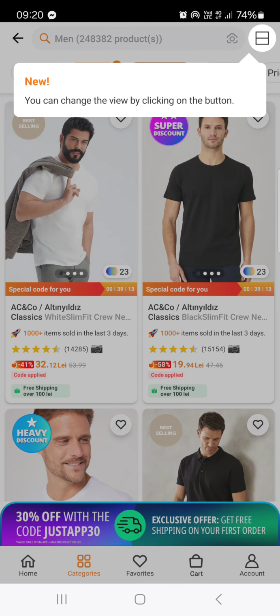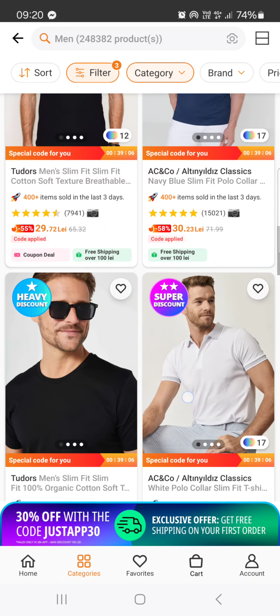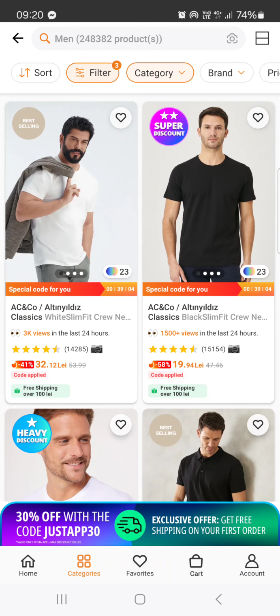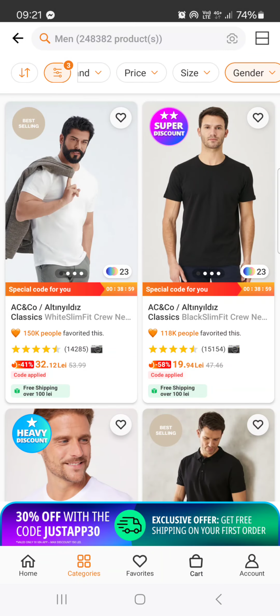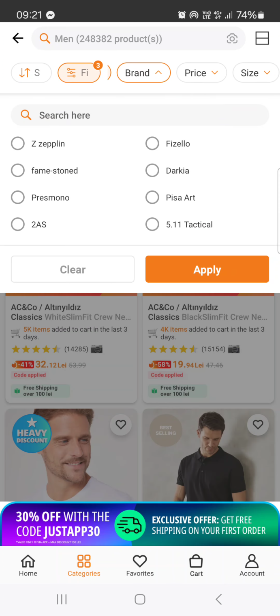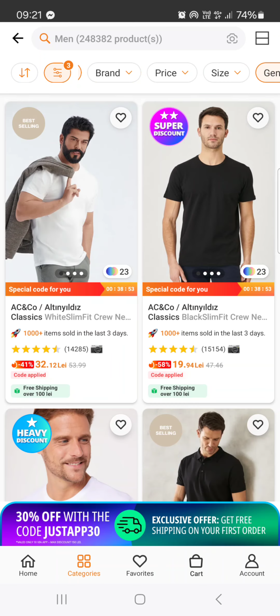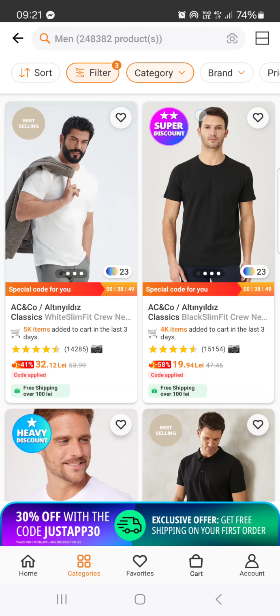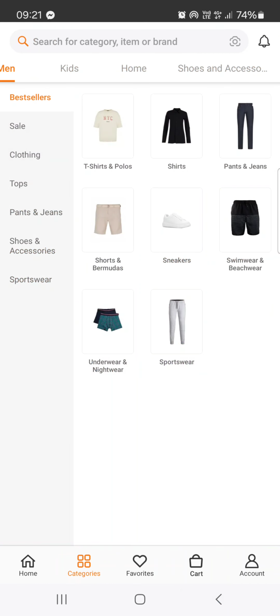and then here we have some suggestions, but we can also sort these clothing items. We can sort by brand as well, by size, by coupon deals, and by price, and that's how you can narrow down the category that you are searching for.